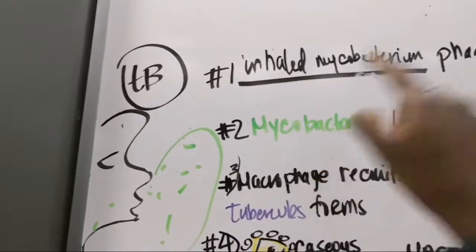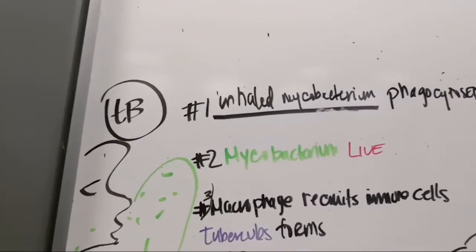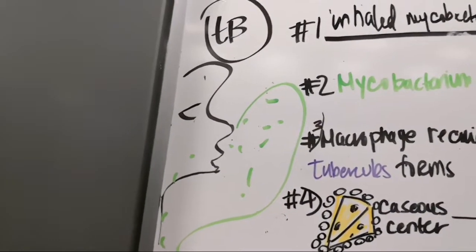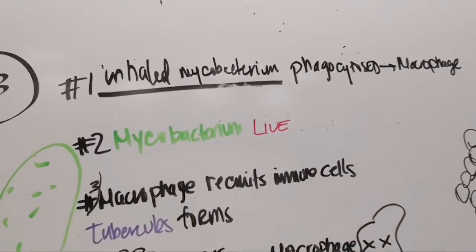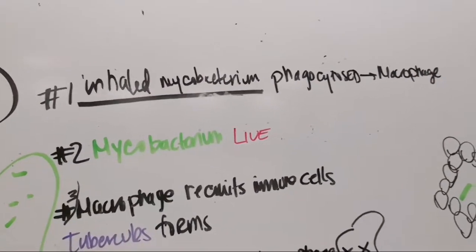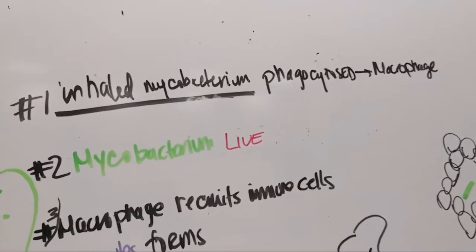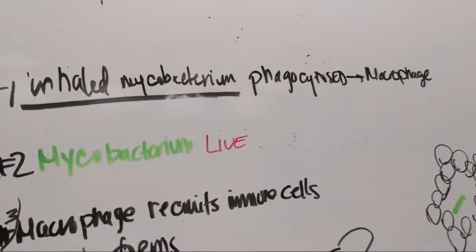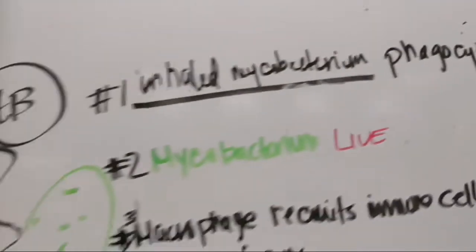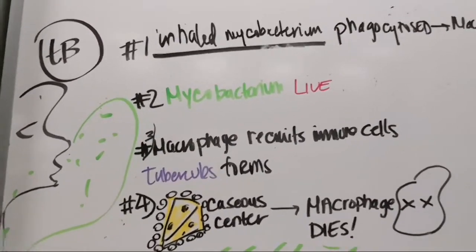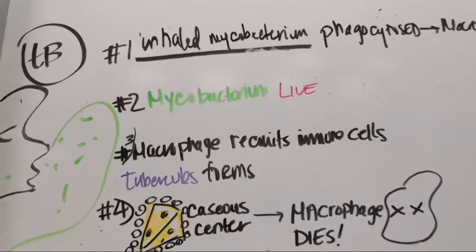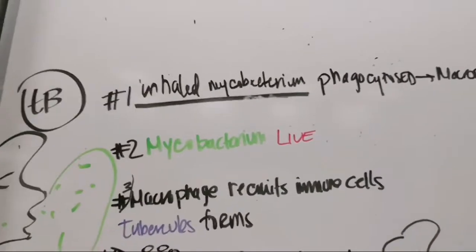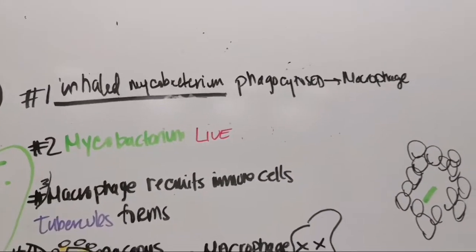First, mycobacterium is inhaled. That's my little guy right there who's unfortunately inhaling a whole bunch of mycobacterium. So it's inhaled, phagocytosed, and the macrophages, which are our leukocytes, come and gobble it up. Remember, macrophages do phagocytosis. Number two, unfortunately, because of the capsule and the coating of Mycobacterium tuberculosis, they live. So one, it's inhaled, they're phagocytosed, and two, they live.